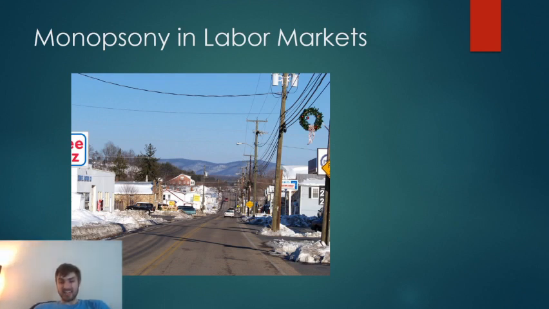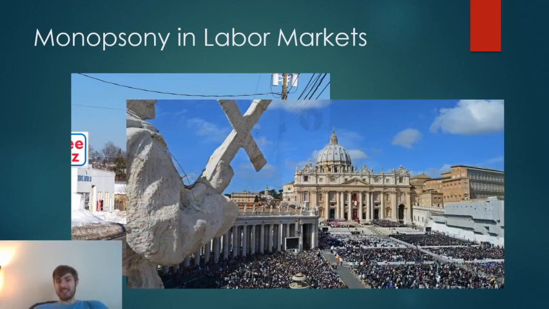So in most places, right, there are lots of different restaurants hiring. In Craigsville, there's only the Tasty Freeze. Okay, so the Tasty Freeze can offer a wage that's below your marginal product, but because there's nowhere else to work, you might still work there. Okay, but that's not the only example. How about the Catholic Church, right? So if you want to be a Catholic priest, there's only one employer for Catholic priests.